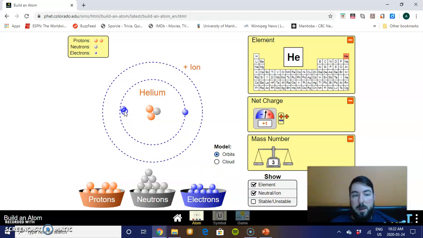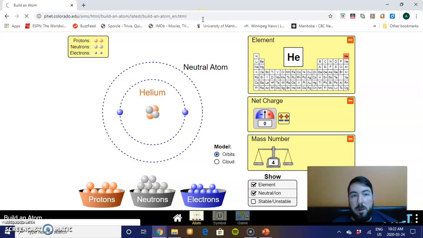If I go ahead and add another electron, we can see here now the net charge is 0 because we have 2 positives, 2 negatives. Our mass number hasn't changed. But if I throw a neutron in there, now I have 2 and 2 give us 4. And again, because I added a neutron, you can see the net charge didn't change. So you can go ahead and play with that for a little bit. Just try to make sense of things a bit more.